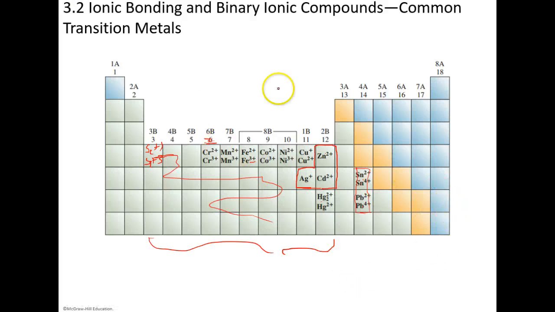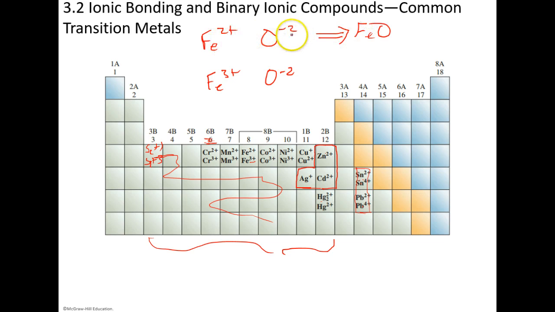Hold on one second. Okay, so for example, let's say iron 2+, iron 3+. Let's say I combine it with oxygen. All right, this formula would be FeO, because they cancel each other out.